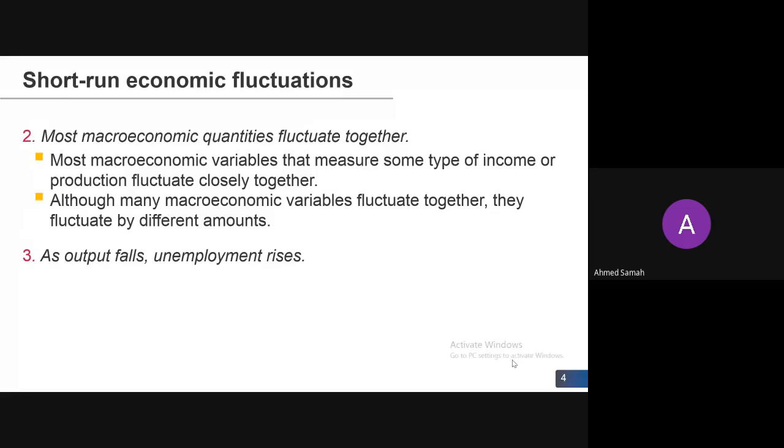Thirdly, as output falls, unemployment rises. So as we have seen in the previous lecture, during recessions, we see that the unemployment rate rises substantially in every recession because there is a fall in the output level or the production level of the economy.